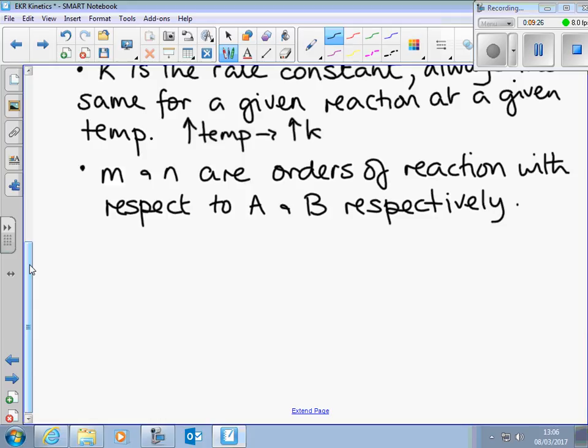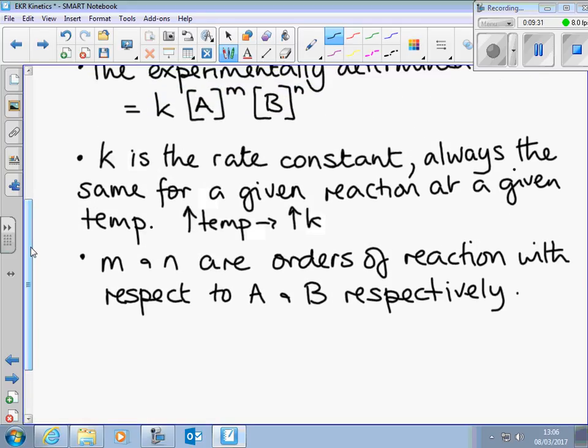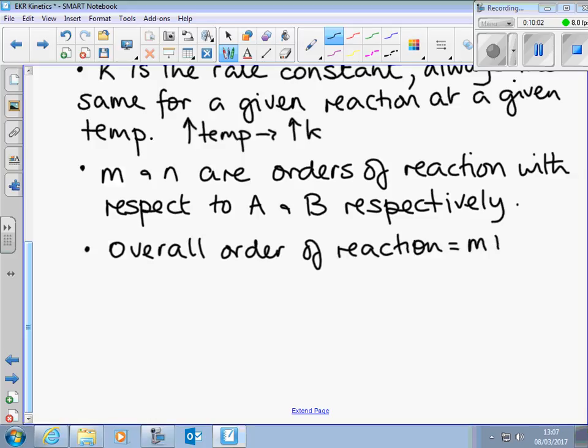We can talk about an overall order of reaction. Now, a little bit on indices. If you multiply two indices together, what do you actually do? You add them, yeah. So the overall order of reaction is actually M plus N. All right? So because they're multiplied up there, what that ends up meaning is that the overall order of reaction equals M plus N. That's actually not something we're going to need very much.